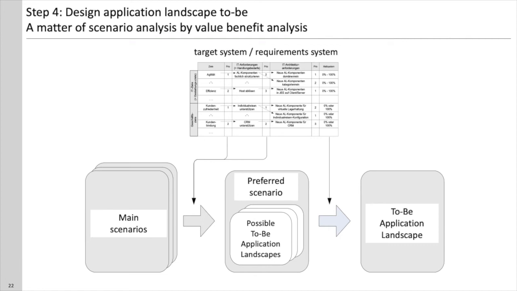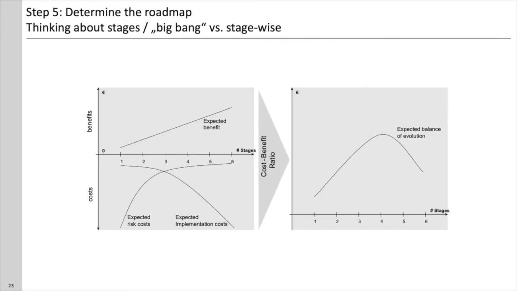So now, using that systematic process via main scenarios and scenario analysis and scoring methods, we end up with a to-be application landscape. That's how the application landscape really should look like, containing all the necessary actions to be taken. And now, in the last step, we have to determine the roadmap. So we need to determine the efforts of all the single steps. And then we need to break that down into so-called steps and stages.